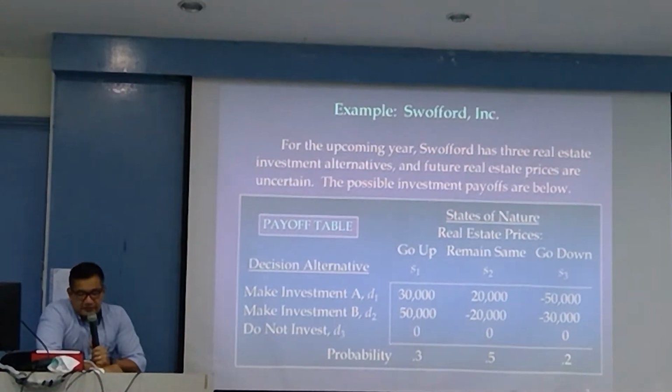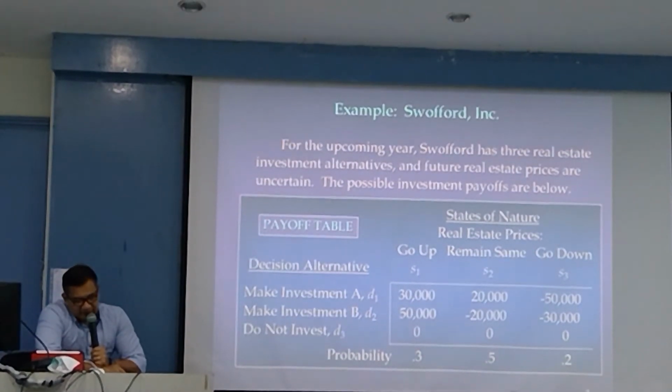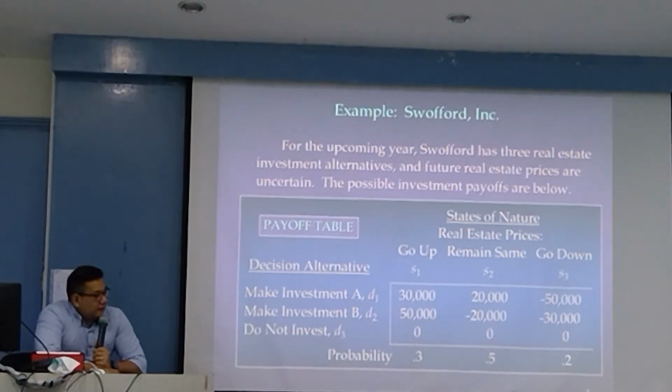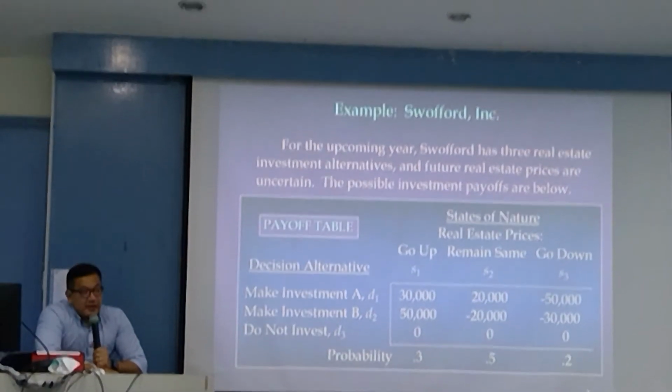They also have the states of nature, or the outcomes. The outcome in this case is the real estate price: going up, remaining the same, and going down. I would like to call each outcome S1, S2, and S3, the same as we studied before. The values in the table are the payoffs that we can expect.